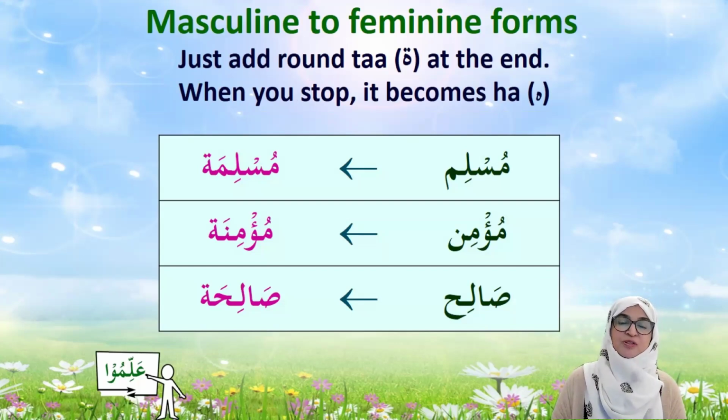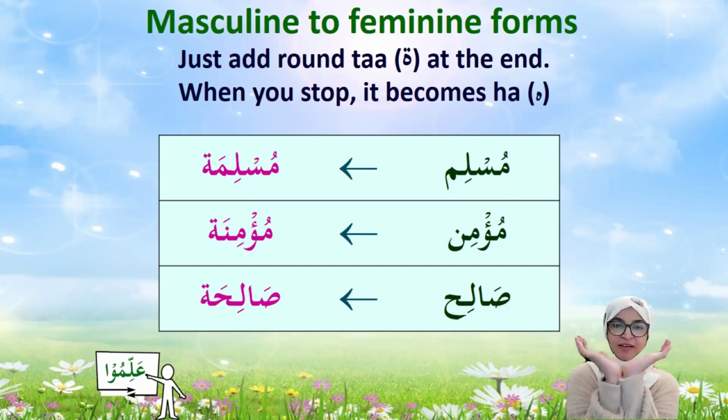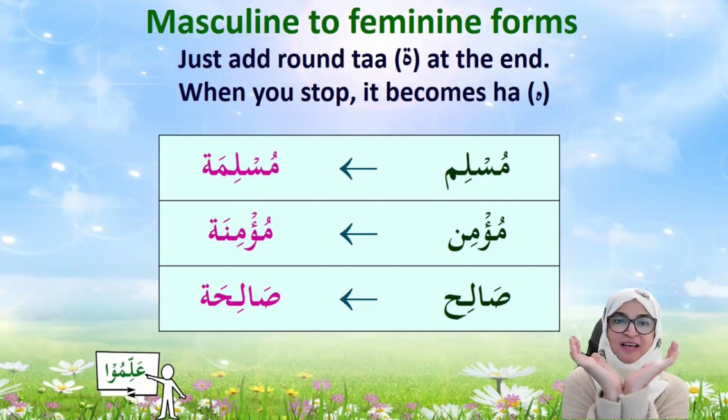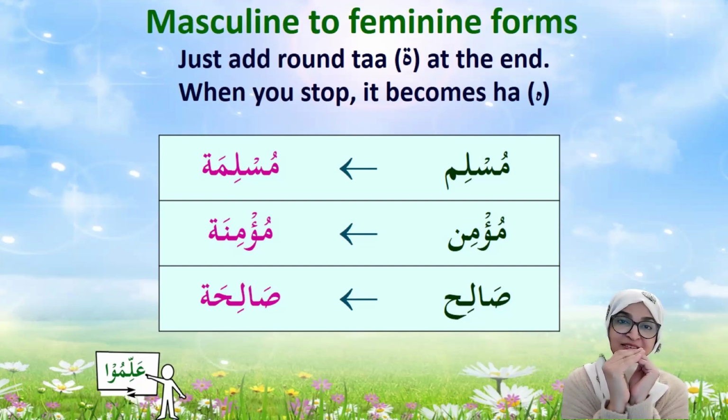All you have to do is put ta marbuta. Ta marbuta is this round ta, like literally when I say this is the ta, and you put two dots on it, correct? You can see my hand. When you want to make it feminine, all you have to do is wrap it up. When you wrap it up together, you get this round. So you round up the ta, and the dots are already on it. So it's called ta marbuta.